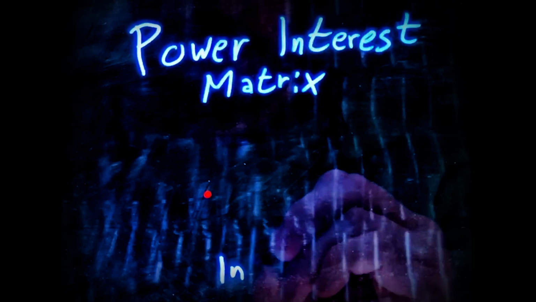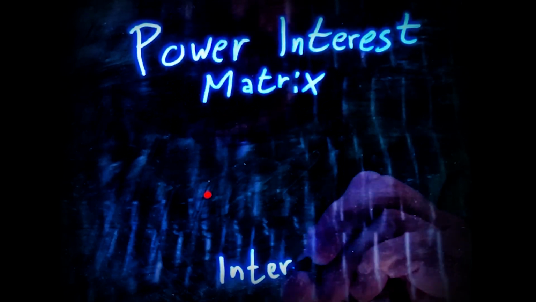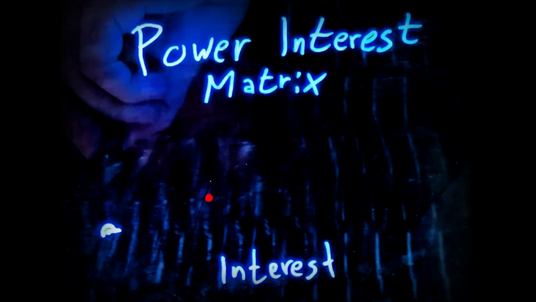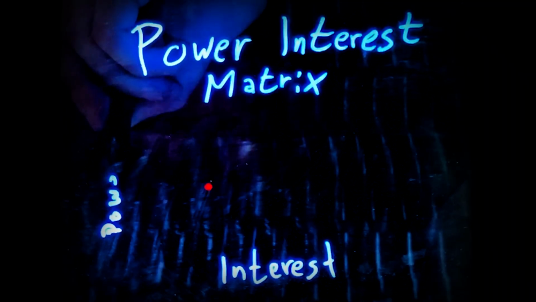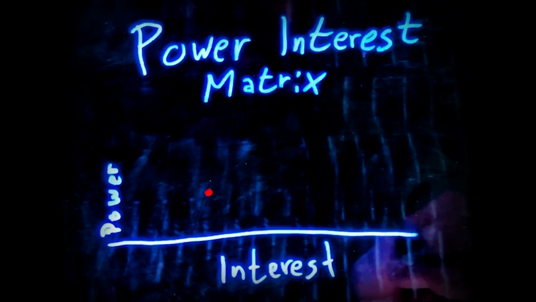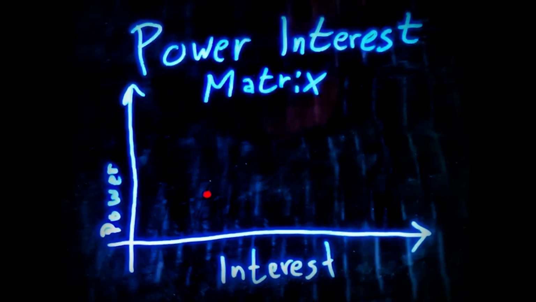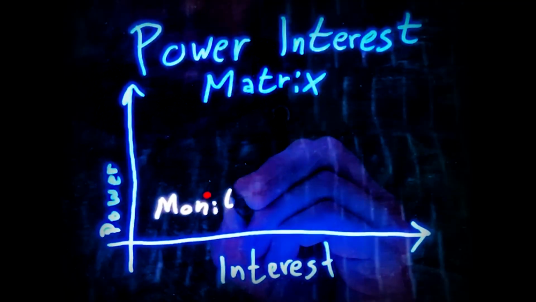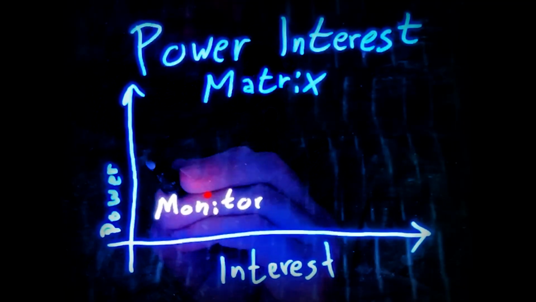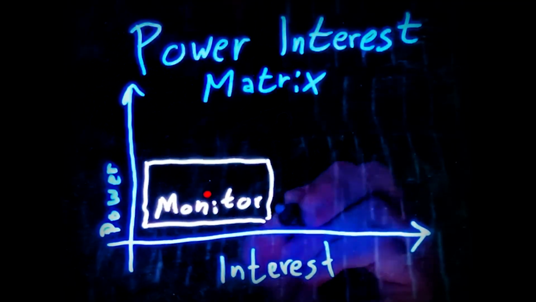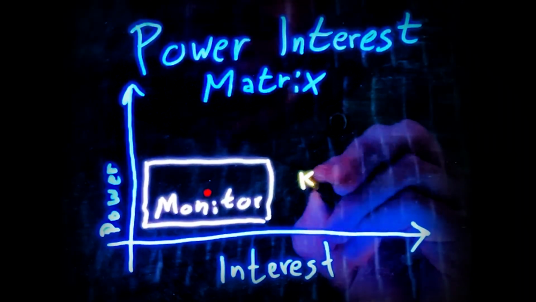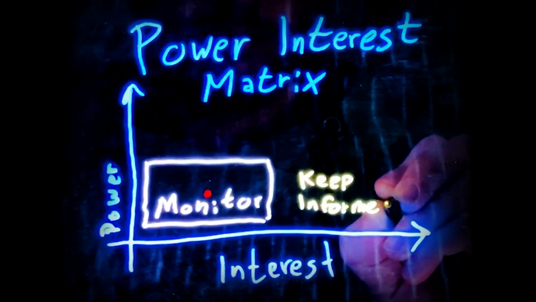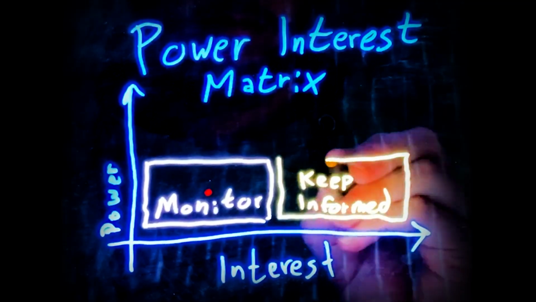Their interest is charted from low to high on the x-axis, and their power to influence your project is charted from low to high on the y-axis. With that in place, we're going to divide the chart into 4 quadrants to make a grid. The bottom left holds stakeholders with low power and low interest. They just need to be monitored, but with minimal effort. The bottom right is for stakeholders with low power and high interest. You need to keep them informed regularly, but not in minute detail.